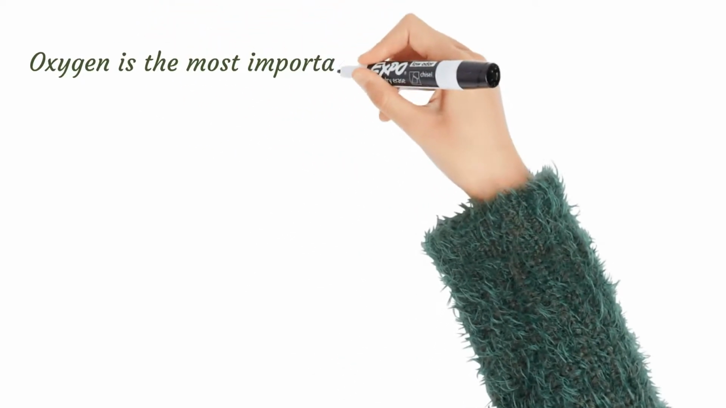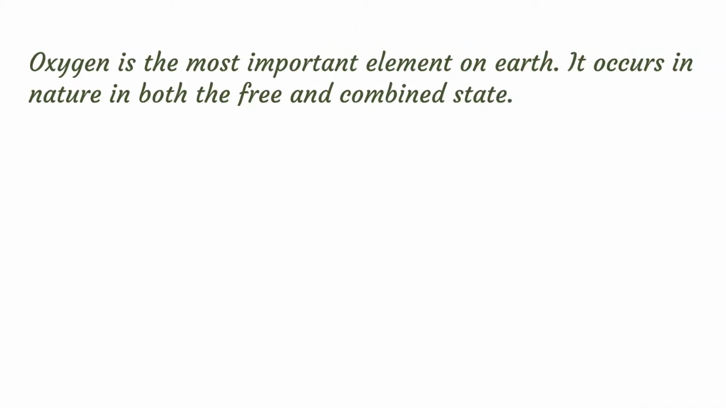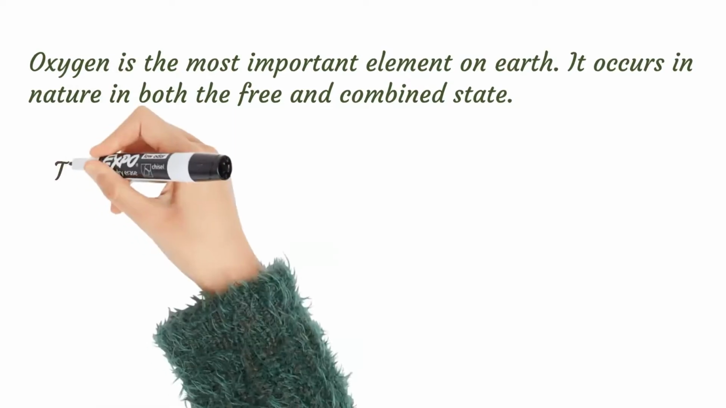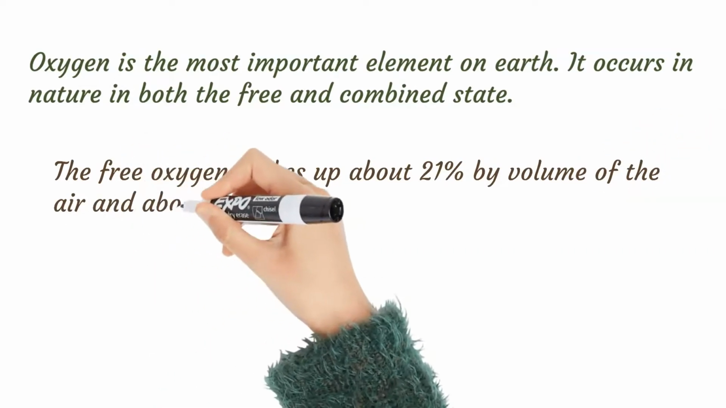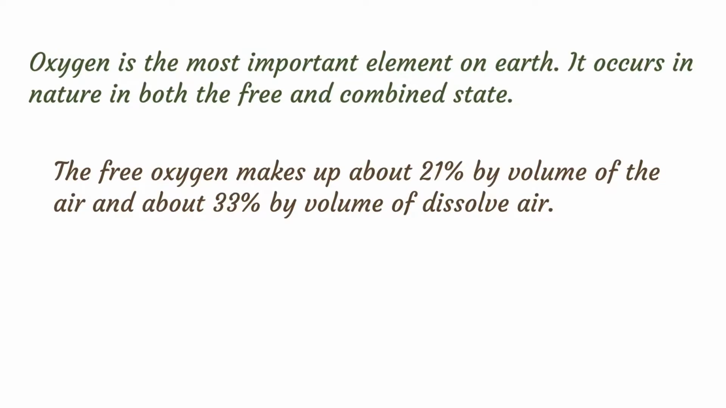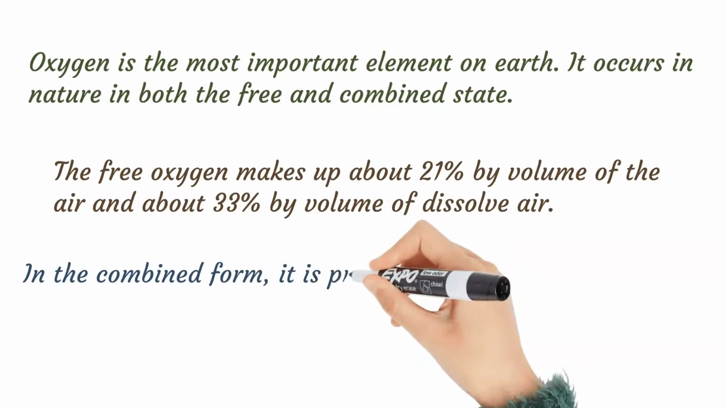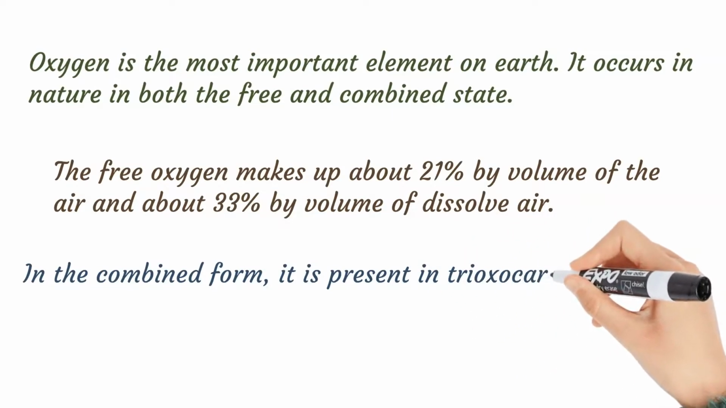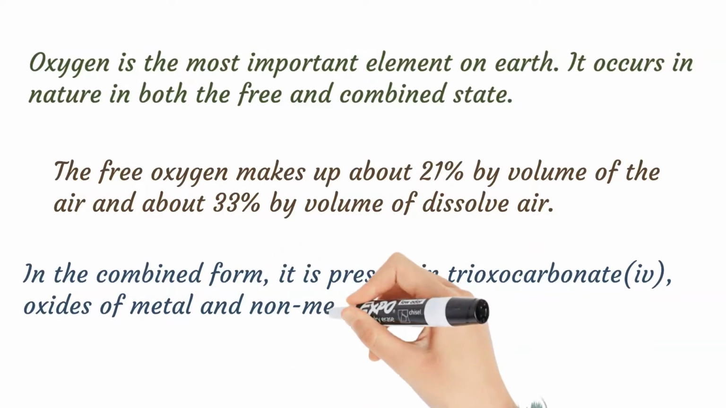Oxygen is the most important element on Earth. It occurs in nature in both the free and the combined state. It can be free, it can be combined also. All right? The free oxygen makes up about 21% by volume of the air and about 33% by volume of dissolved air. In the combined form, it is present in trioxocarbonate 4, oxides of metals and non-metals.